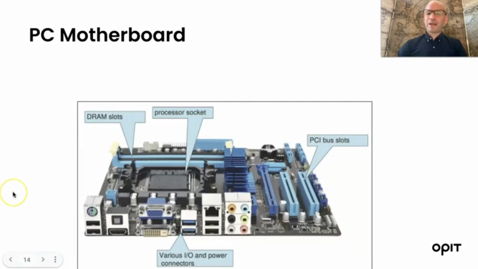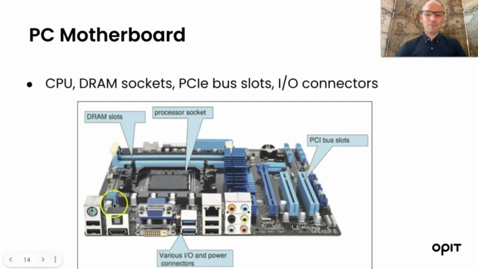Just looking at what a modern system looks like. This would be a modern desktop system, not a smartphone. The inside of your smartphone wouldn't look anything like this. So we have the CPU, we have DRAM sockets, we have PCIe bus slots, we have input-output connectors. This is what a typical desktop system would look like today, with all of the components that make up a computer system.